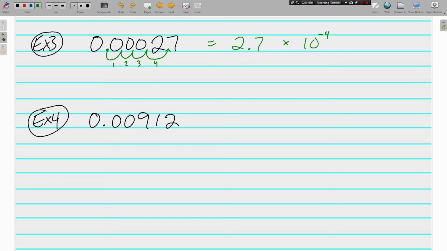Here's another one. 1, 2, 3 times that decimal has to be moved. Our first part is 9.12. That's at least 1, but less than 10. Times 10 to the... moved it 3 times, but it's negative 3. Negative third power. So be careful with those small numbers. Make sure we've got negative exponents.